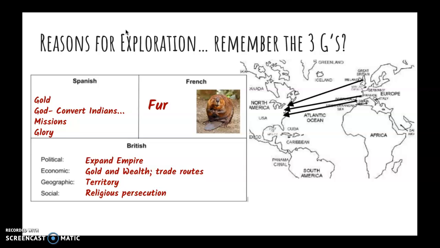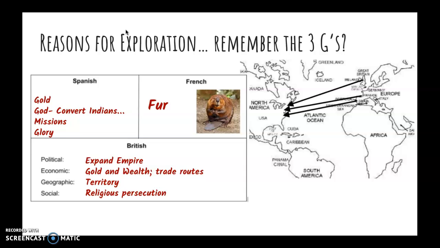The other group that came over from Europe were the French, and they basically came for the fur trade. The way I remember it, feel free to laugh, is apple bottom jeans, French with the fur. Okay, are you done laughing? Great, let's move on to the ones that we're talking about here in 8th grade too.